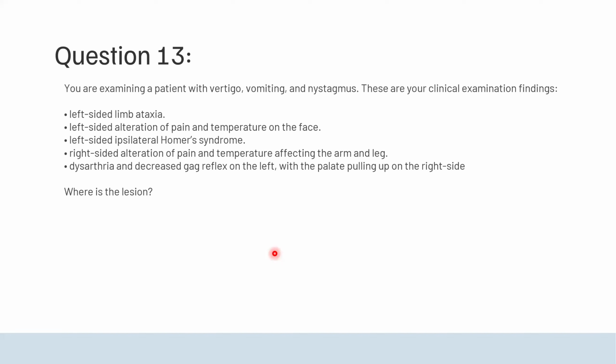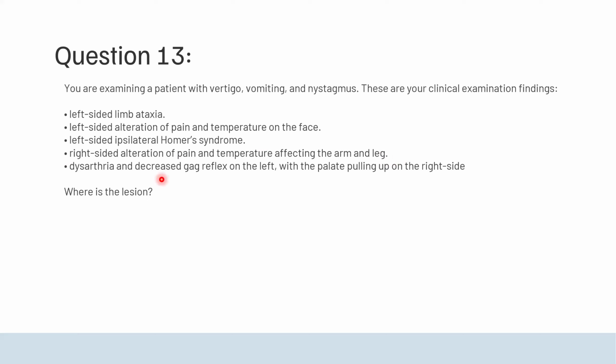We do, however, have left-sided limb ataxia. So same-sided limb ataxia is due to the involvement of the inferior cerebellar peduncle. Okay, so limb ataxia, cerebellar symptom. Left-sided alteration of pain and temperature on the face. This is due to the trigeminal. Left-sided ipsilateral Horner syndrome. This is due to the sympathetic. Right-sided alteration of pain and temperature affecting the arm and leg. This is due to the spinothalamic.